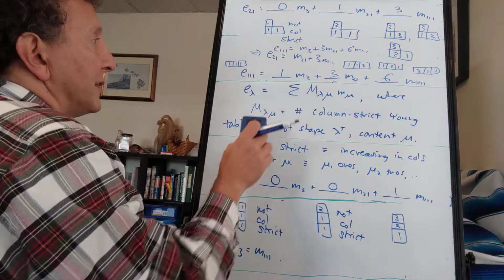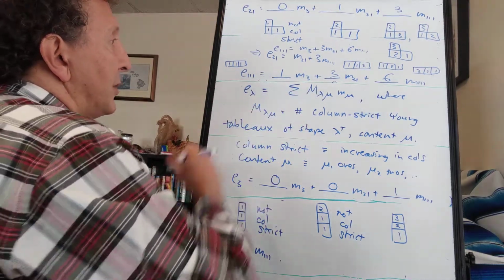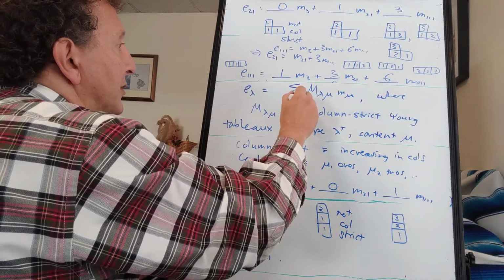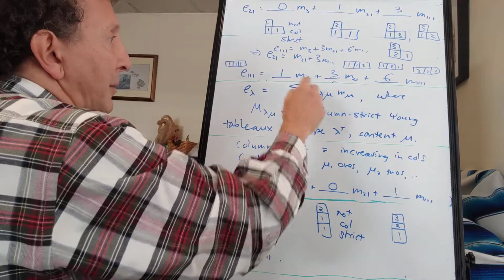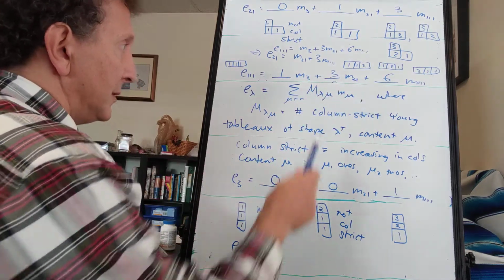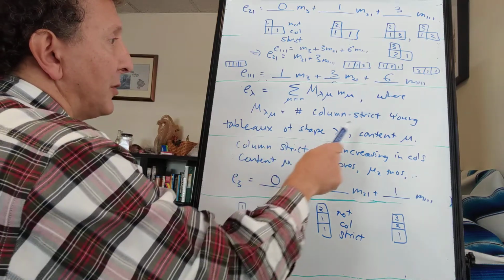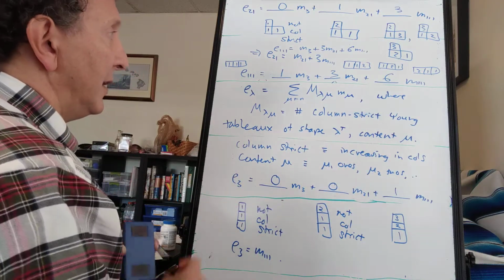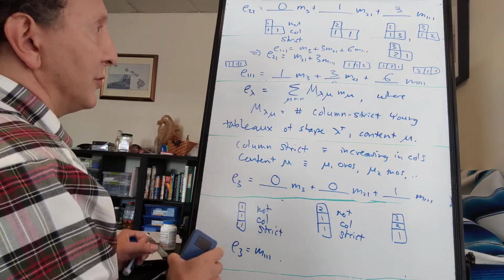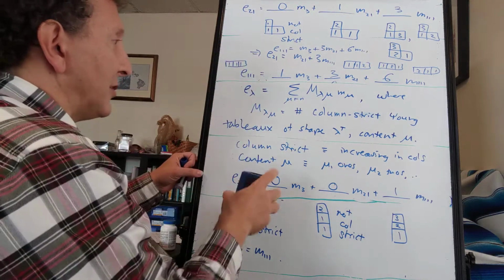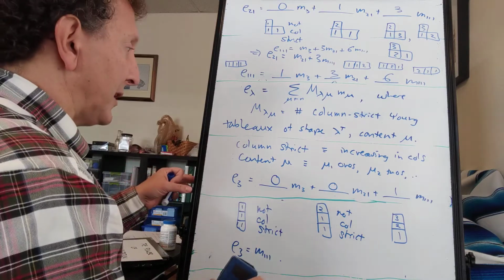Alright, so this rule is E lambda equals the sum over all mu partitioning n, capital M lambda mu, little m mu. So this coefficient is the number of column strict Young tableaux of shape lambda transpose and content mu. Now let's look and see why this is true. Why do we get the same answers using the tableau that we did when we multiplied out the variables?